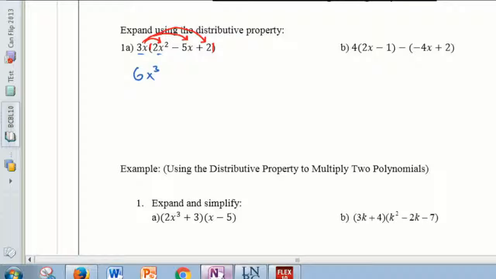Then I have 3 times 5, and the 5 is negative, so I get negative 15. X times x is x squared. And 3 times 2 gives me 6, and then my x just comes along for the ride.